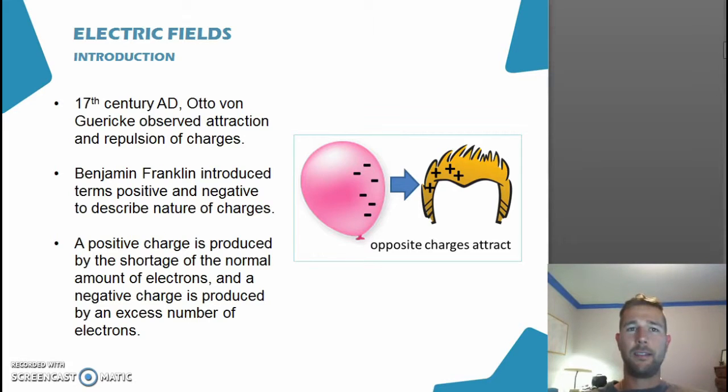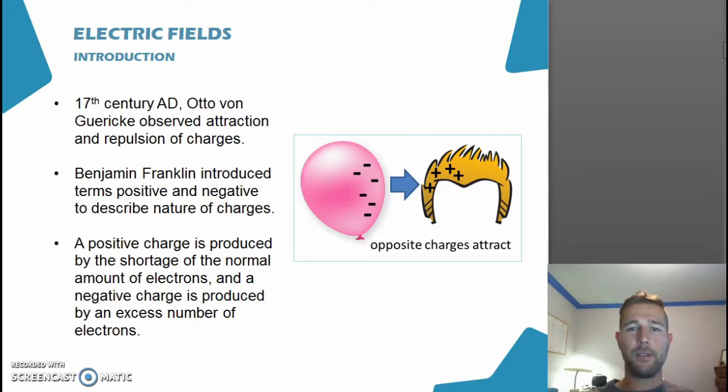Sometime later, in the 17th century AD, so only very recently in the scheme of things, Otto von Guericke observed attraction and repulsion of charges. Say for amber, the particles were attracted to the amber. When you have two pieces of amber that are charged, they actually repel each other. So there were two opposite forces acting in that situation. Later on, Benjamin Franklin introduced the terms positive and negative to describe the nature of these charges.